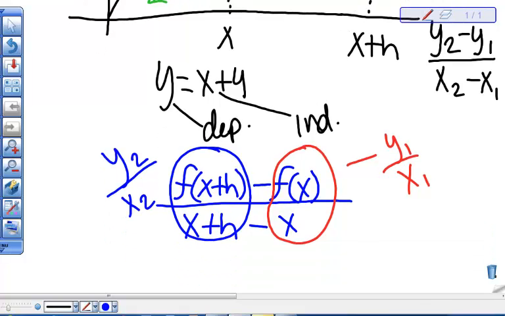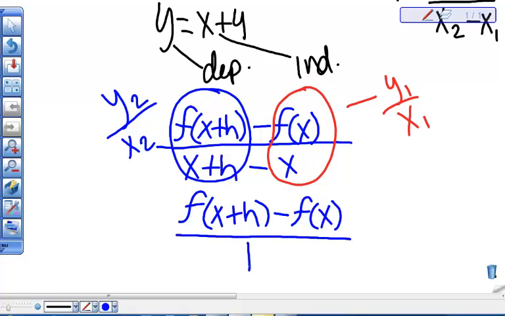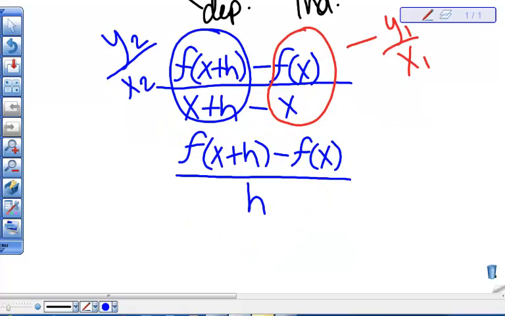Now we can simplify this formula that we have right here to being f of x plus h minus f of x divided by h. This would be our secant slope.